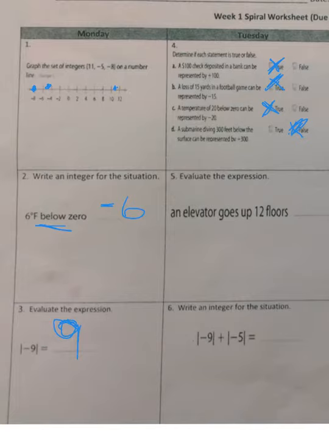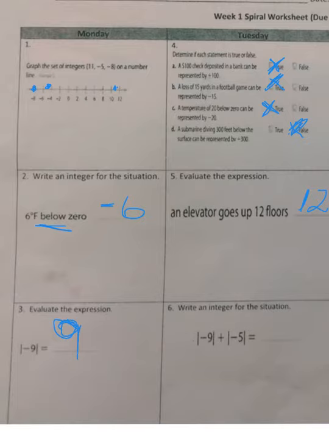Number 5, evaluate the expression. It says an elevator goes up 12 floors. So what we would put for this is positive 12, because going up is positive, we would just write it as a positive 12.